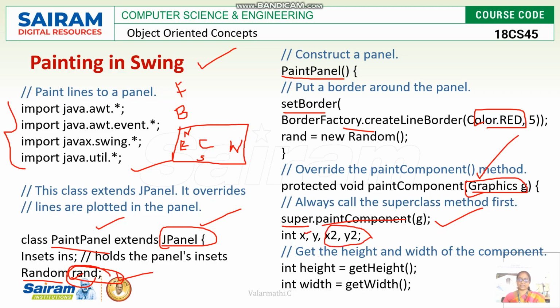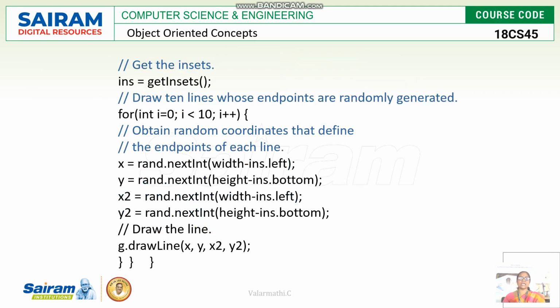Then height and width will be correspondingly got from the getHeight and getWidth methods. getInsets method is also available. It will receive the insets of the corresponding panel. Then using the for loop and using the random coordinates of each point, this corresponding random dot nextInt is mentioned with the corresponding x value, y value and x2 value and y2 value. So these are all done with the help of random numbers.